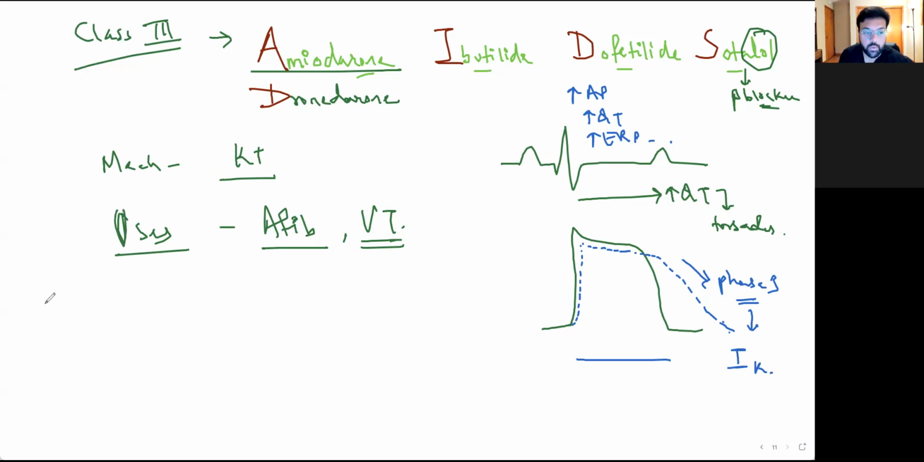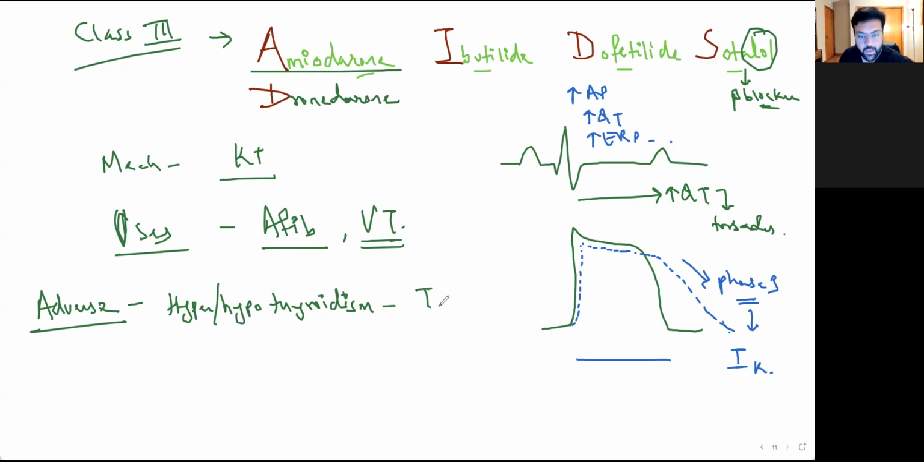Adverse effects are very important. What are the adverse effects of amiodarone? Amiodarone messes up your thyroid function. So what is the side effect you can get? You can get both hyperthyroidism or hypothyroidism. So what baseline test should you have before starting the patient on amiodarone? Thyroid function test.